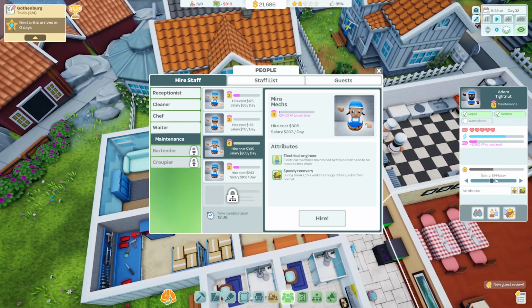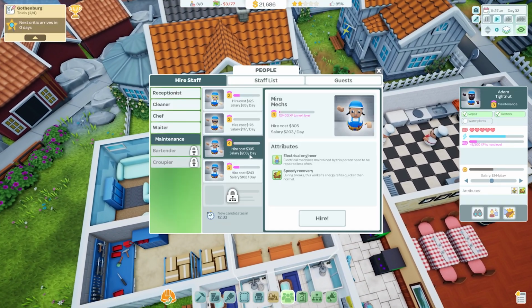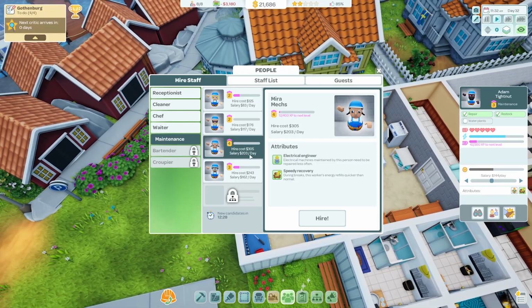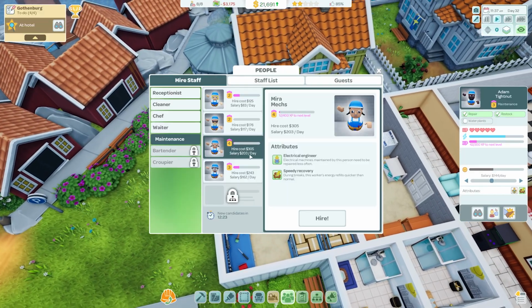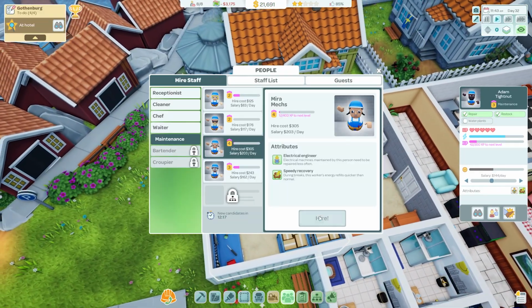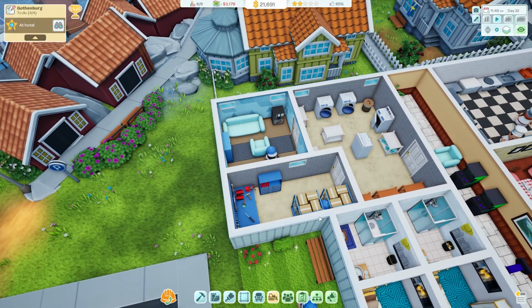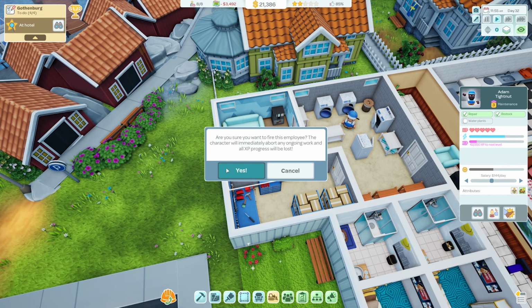And then hire on someone who's a 4 instead of a 3. He's getting paid $144 a day. The 4 here is $203 a day. But they are an electrical engineer. Electrical machines maintained by this person need to be repaired less often, which is pretty nice. Speedy recovery during breaks as workers' energy refills quicker than normal. Alright, you know what? Let's do it, because I think you do get something for firing someone. I'm sorry, Adam. Are you sure you want to fire this employee? The character will immediately abort any ongoing work, and all XP progress will be lost, yes.